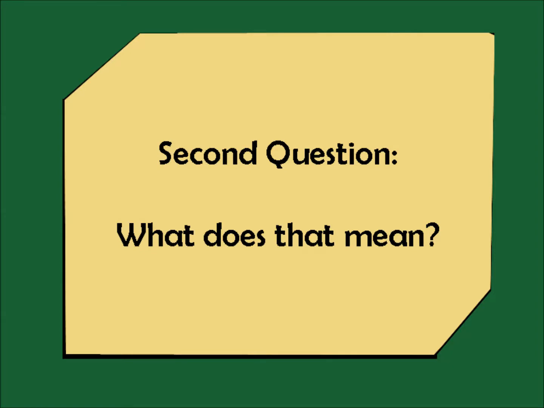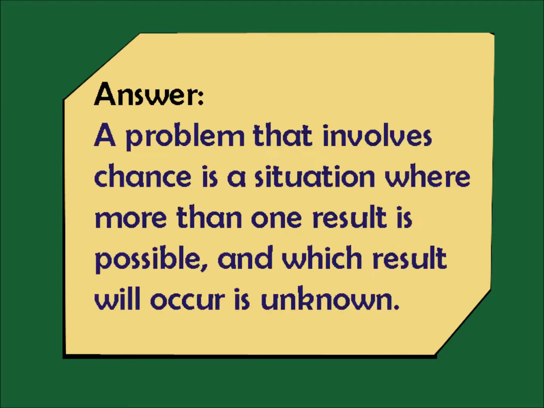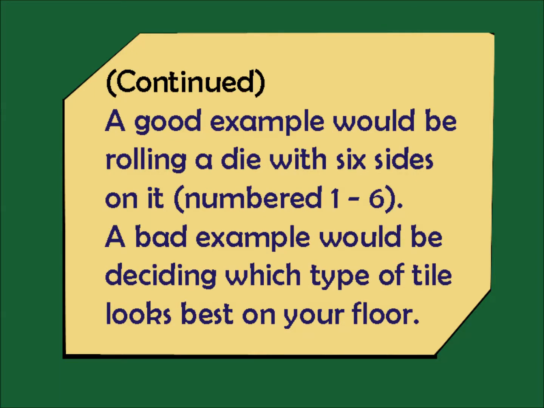Well, second question: what does that mean? Well, a problem that involves chance is a situation where more than one result is possible, and which result will occur is unknown. A good example would be rolling a die with 6 sides on it, numbered 1 through 6. A bad example would be deciding which type of tile looks best on your floor.